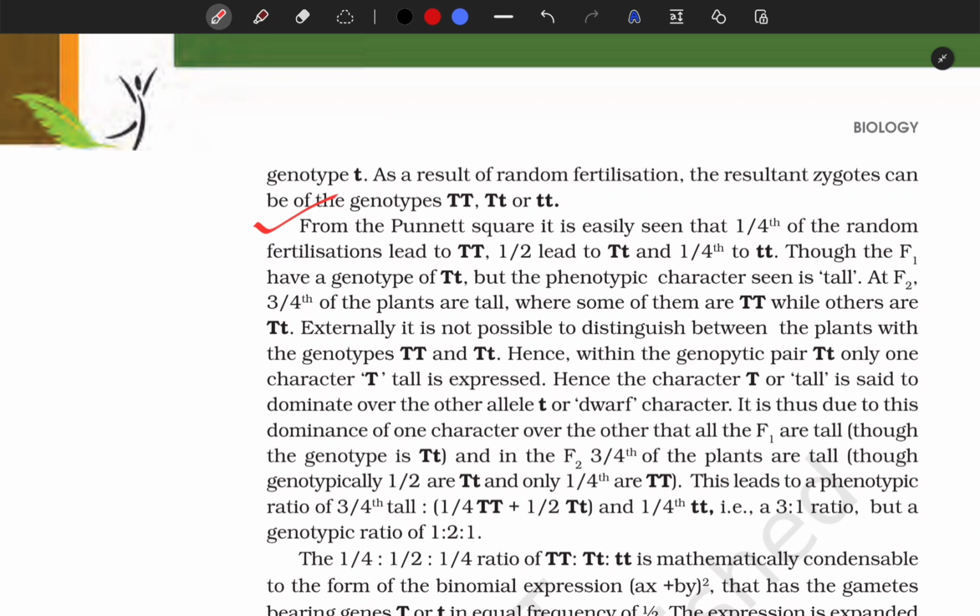It is thus due to this dominance of one character over the other that all the F1 are tall though the genotype is Tt. And in the F2, 3/4 of the plants are tall though genotypically, half are Tt, and only 1/4 are TT. This leads to a phenotypic ratio of 3/4 tall, that is 1/4 TT plus 1/2 Tt, and 1/4 tt, that is a 3:1 ratio, but a genotypic ratio of 1:2:1.